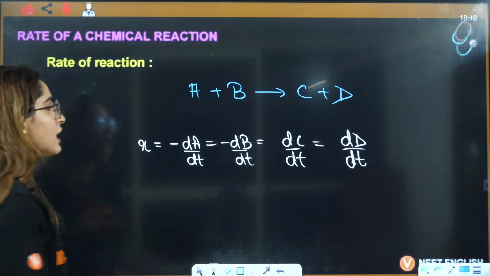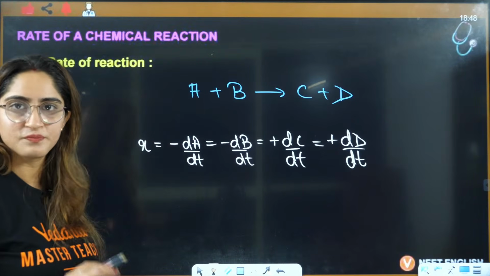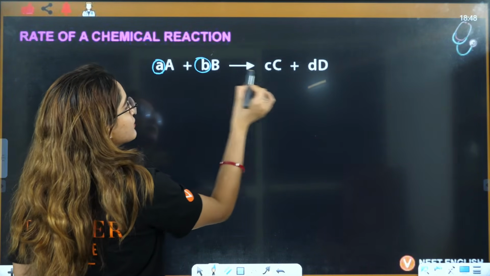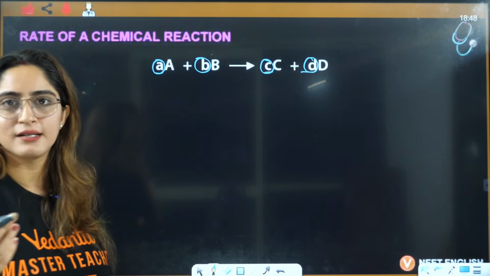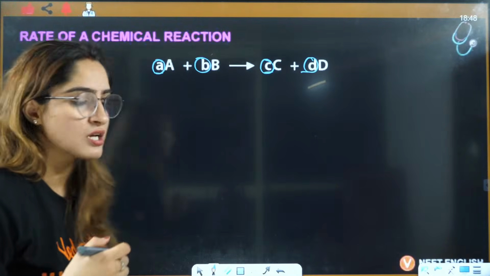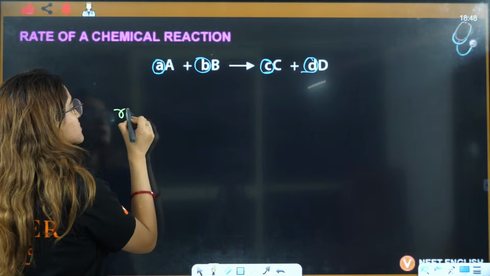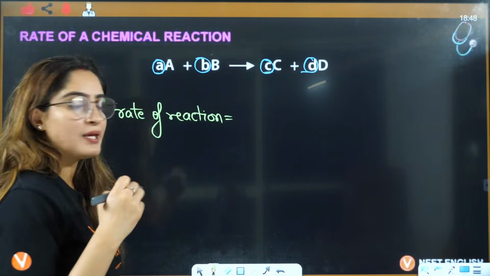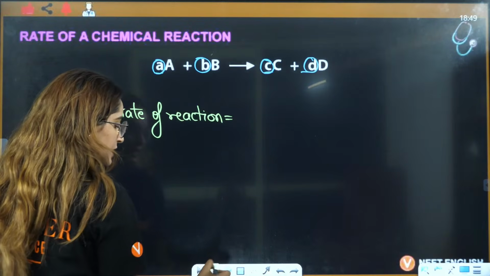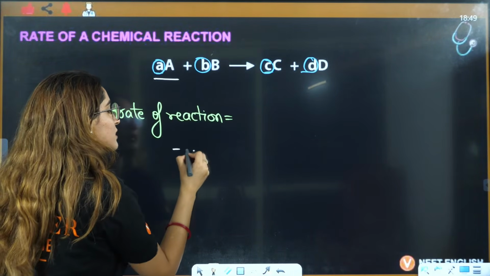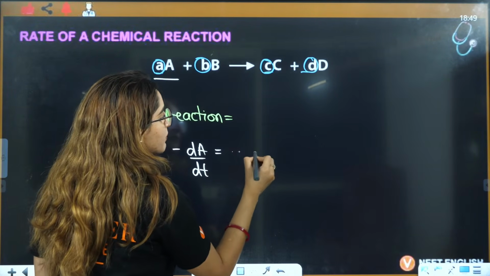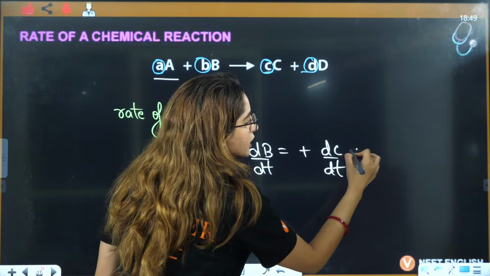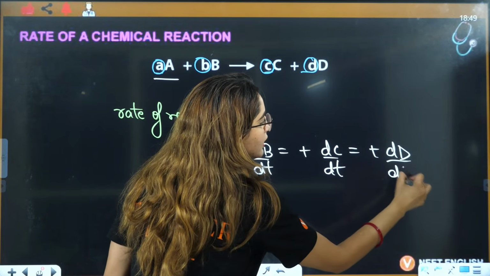Yes, very good. Positive and positive, right? But what if you have any stoichiometric coefficients here? Then the rate of reaction will change. How will the rate of reaction change? Let's see. This is the rate of reaction in terms of A, B, C, D. In terms of A, it will be minus dA by dt. In terms of B, it will be minus dB by dt because they are reactants. In terms of C, it will be positive dC by dt. In terms of D, it will be positive dD by dt.